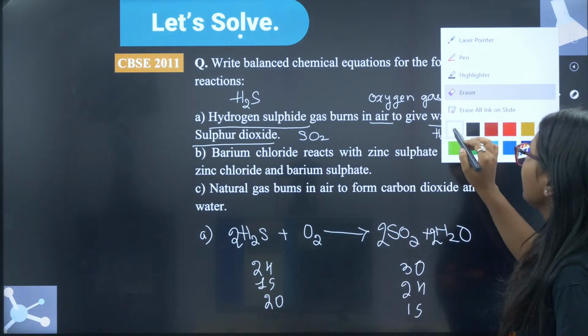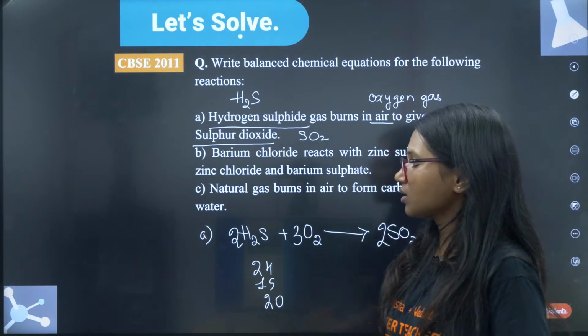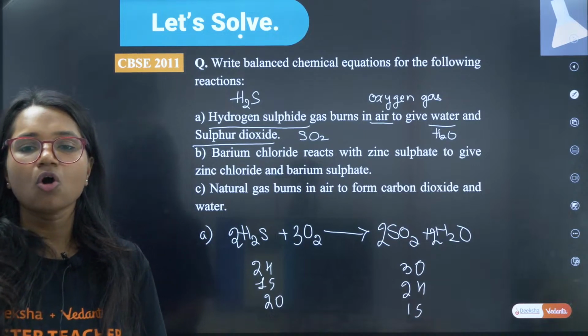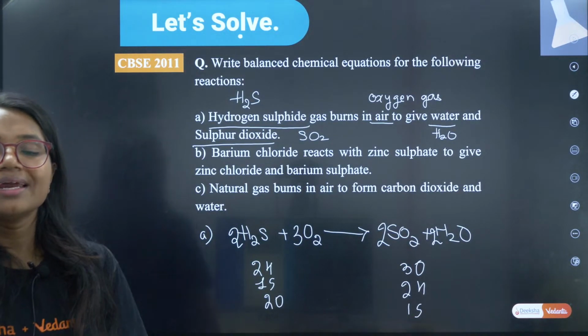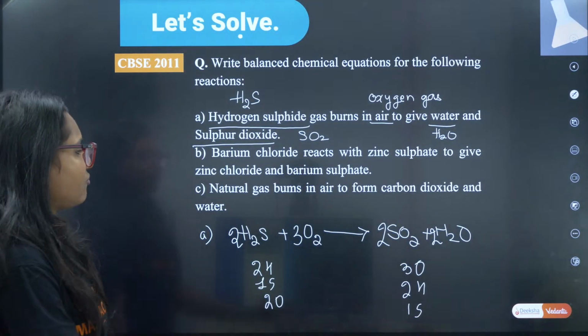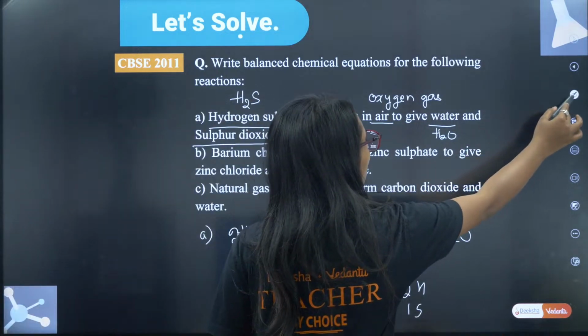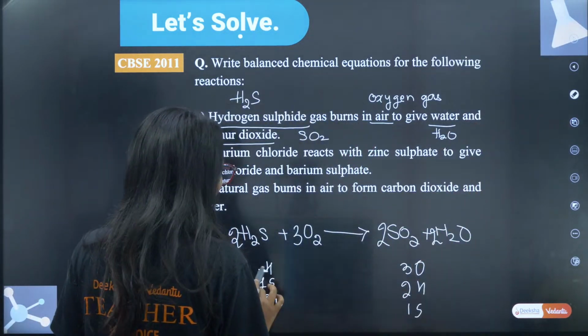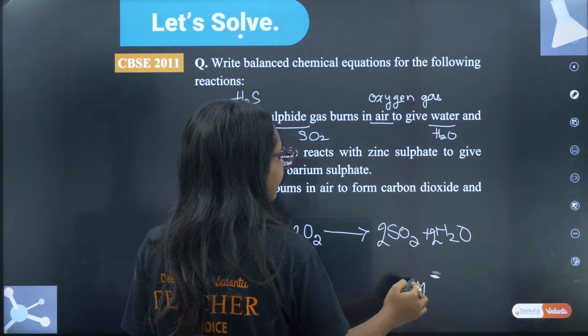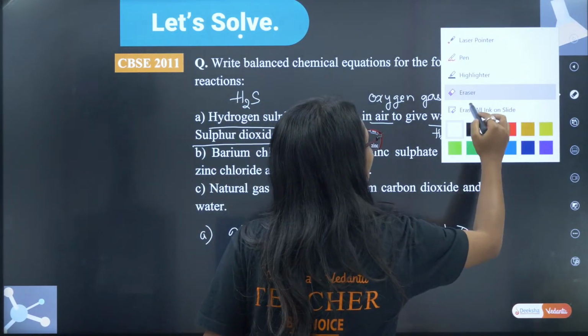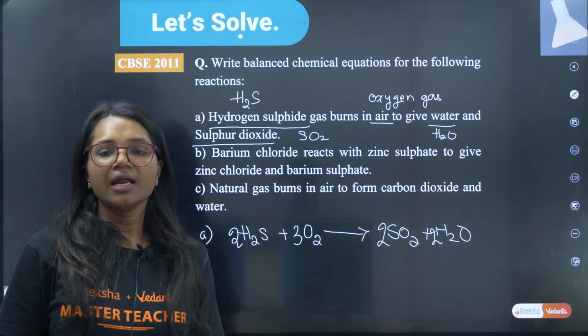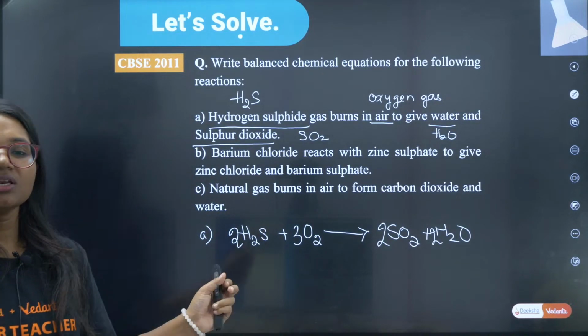Check this and tell me whether this is a balanced reaction or not. My dear students, check this once. Do let me know in the chat box if this reaction is not balanced or if it is balanced.